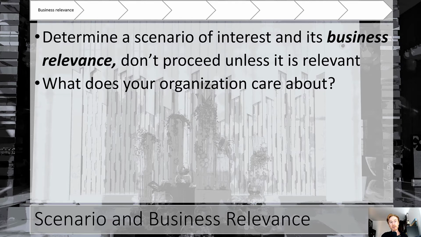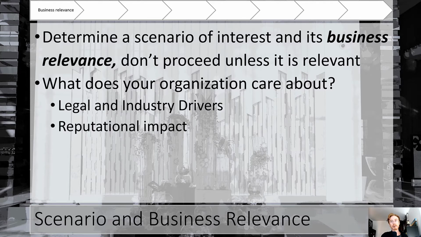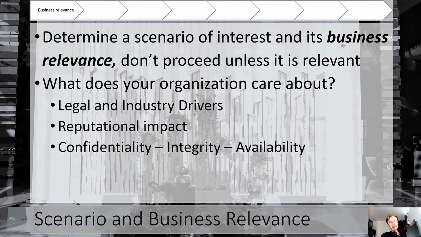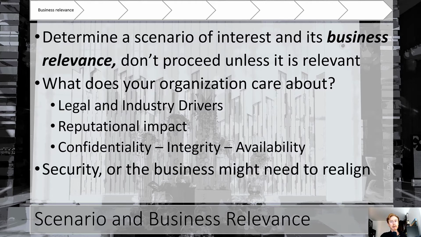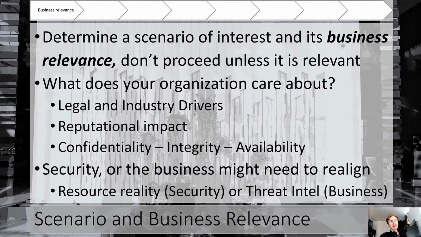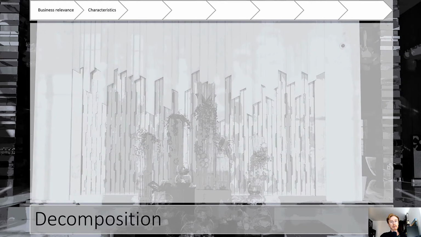So you need to understand what your business actually does care about. These include things like legal drivers and industry requirements. These include the desire to protect your organization's reputation and to protect the data that your organization is entrusted with. And both the security team and the organization itself might need to realign their thoughts in terms of what they're doing when they're starting to consider this business relevance.